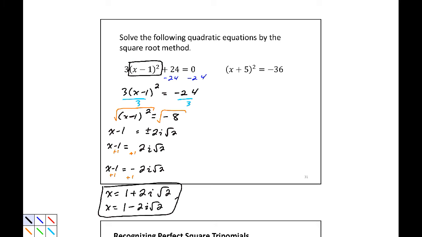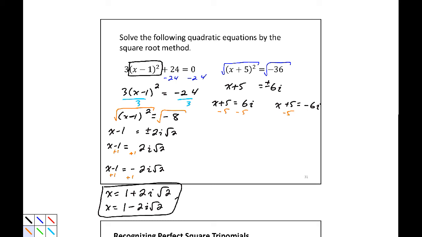Now for our last example, we have less prerequisite work to do. We will move straight into taking the square root of both sides. And the square root of negative 36, well, 36 is a perfect square, so this is just 6i. And we have x plus 5 equals plus or minus 6i. I'm going to write this as a set of equations. X plus 5 equals 6i. X plus 5 equals negative 6i. And then we will subtract 5 from both sides.